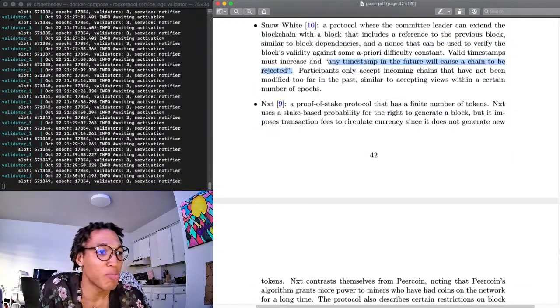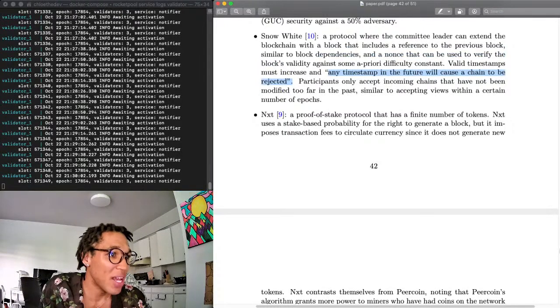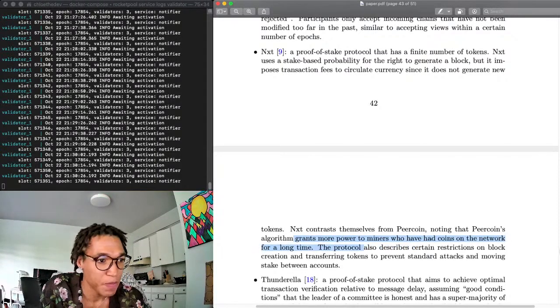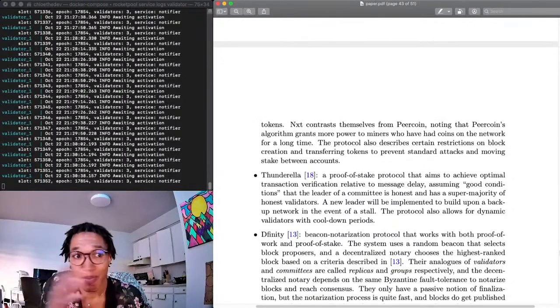NXT. So I've actually heard more about NXT and Ardor. My brother likes NXT. I think it's the same. Yeah. So NXT, I think they moved on to Ardor, from what I understand, if it's the same one. A proof of stake protocol has a finite number of tokens. NXT uses stake-based probability for the right to generate a block, but it imposes transaction fees to circulate currency since it does not generate any new tokens. NXT contrasts themselves from Peercoin, noting that Peercoin's algorithm grants more power to miners who have held coins for a longer period of time. Which I don't like. It leads to centralization. Also, NXT, yeah, I'm pretty sure now is Ardor, and I'm pretty sure they've improved from NXT to Ardor.